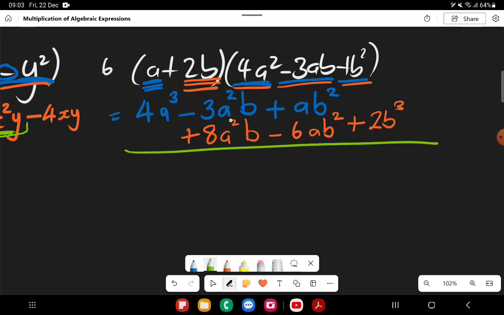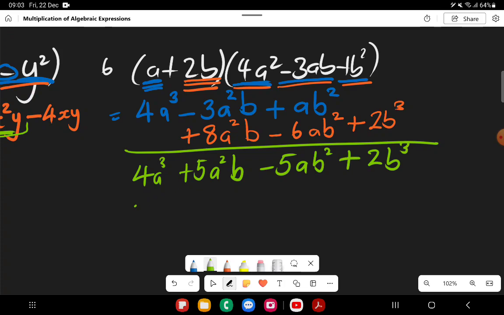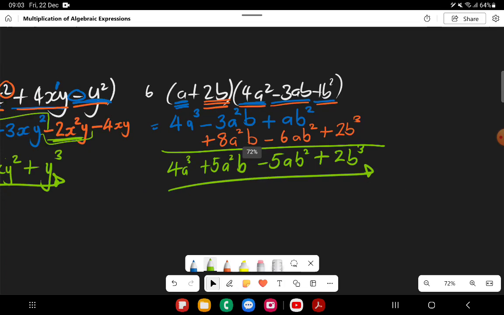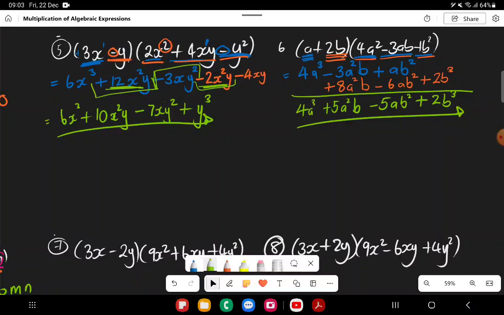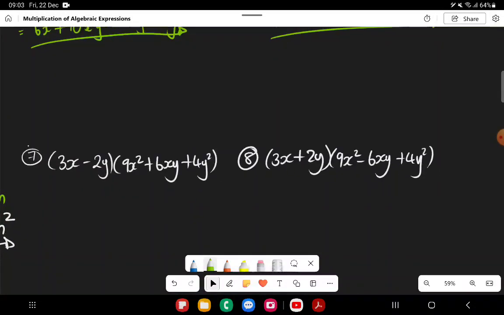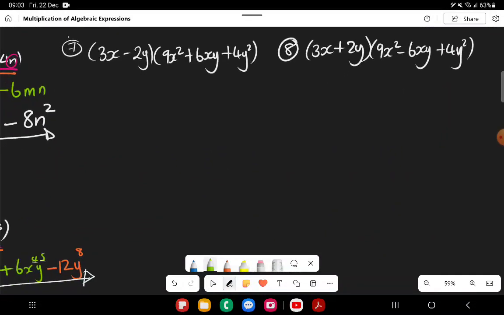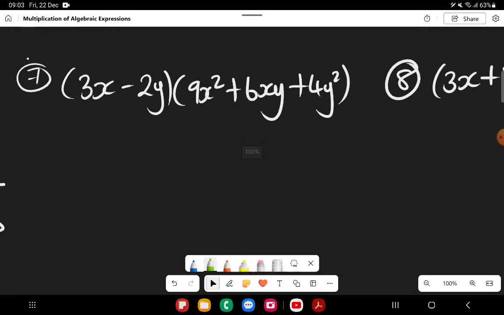Finally, add your like terms. 4a cubed. 8 minus 3 is 5a squared b. 1 minus 6 is negative 5ab squared plus 2b cubed. There we go. That is question 6. 7 and 8, and then we're done with this video. Okay, let's do 7 real quick.